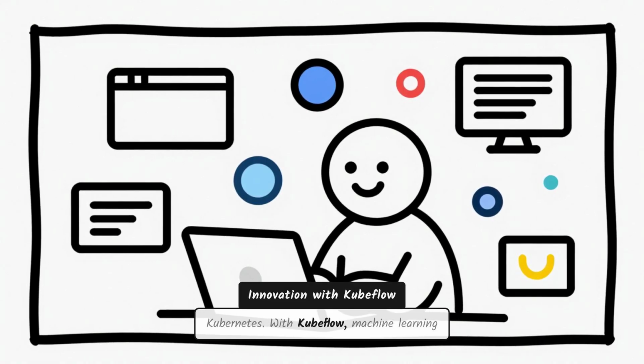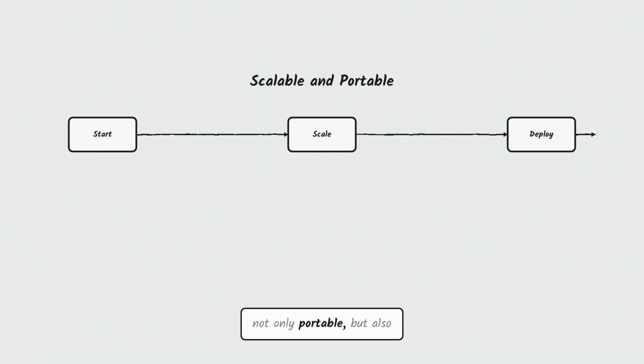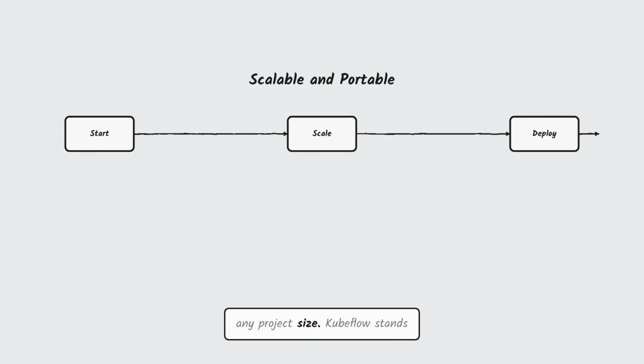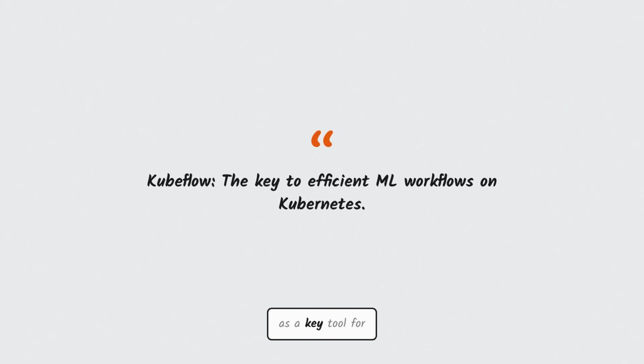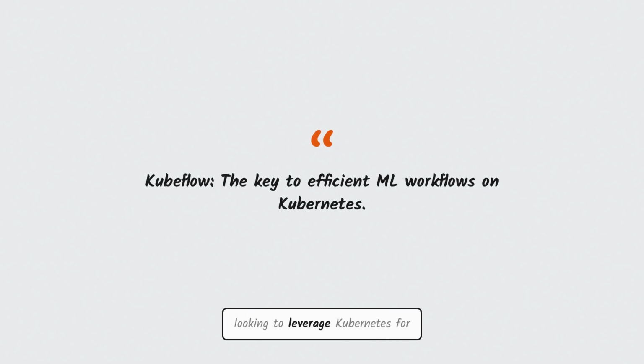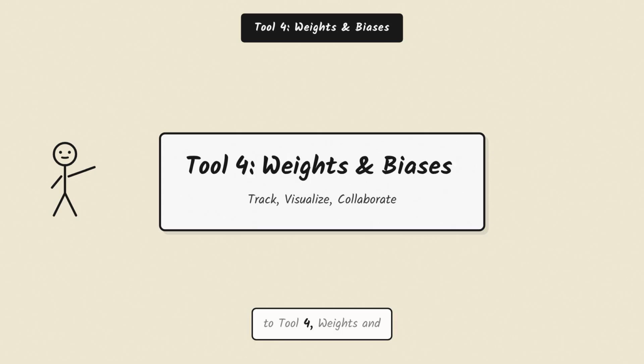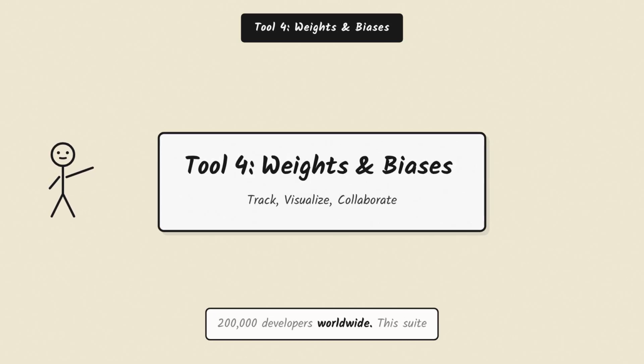With Kubeflow, machine learning workflows become not only portable, but also scalable, adapting to the needs of any project size. Kubeflow stands out as a key tool for any team looking to leverage Kubernetes for machine learning, making workflows more efficient and less complex. Welcome to Tool 4, Weights and Biases, a powerhouse for over 200,000 developers worldwide.